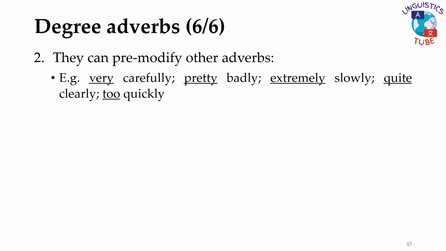Returning to our discussion about the functions of adverbs, remember that the first function is that they can pre-modify adjectives. The second function of adverbs is that they can pre-modify other adverbs. This doesn't require much explanation because degree adverbs are used to modify other adverbs, so the process is identical to the first function. For example, very carefully, pretty badly, extremely slowly, quite clearly, too quickly.